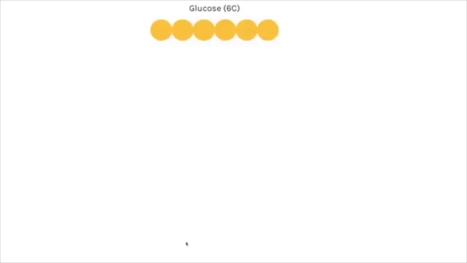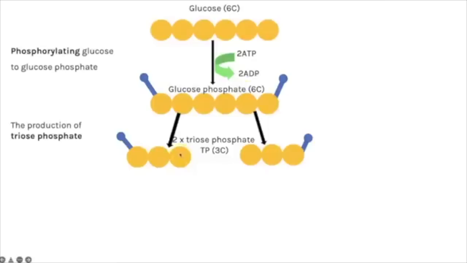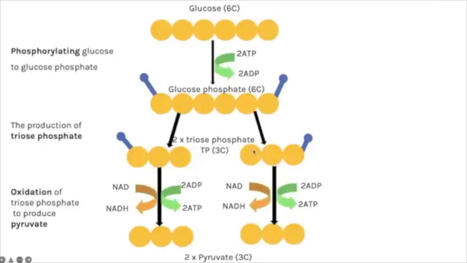Again, the yellow circles are representing carbon. So glucose is a 6-carbon compound. We said the first thing that happens is glucose is phosphorylated, and what that means is phosphate groups are added to it. Now we're going to add 2 phosphate groups, so we need 2 ATP molecules, and that creates glucose phosphate. That is an unstable compound, so it splits into 2 3-carbon compounds called triose phosphate. And then the triose phosphate, or TP, both of those molecules are oxidised.